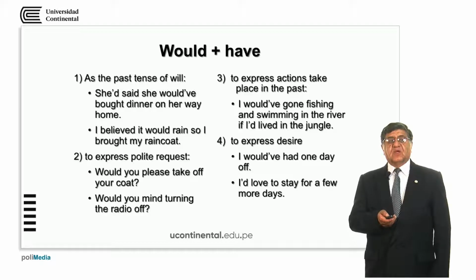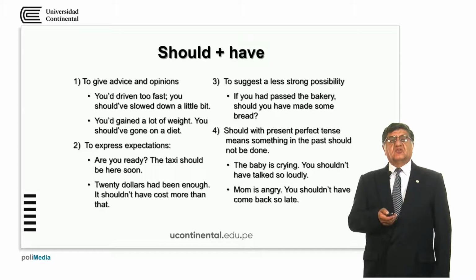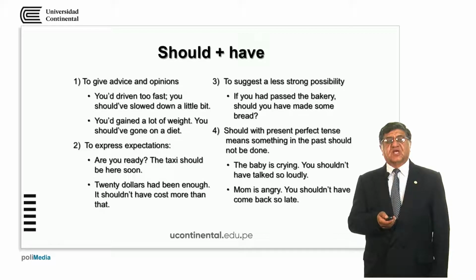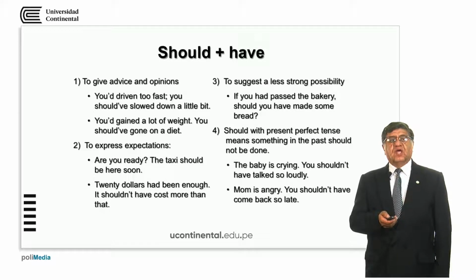Using also would without the have, we have I'd love to stay for a few more days. So in the past, or at this time, somebody wants to stay longer, and he expresses it in a polite way, saying, I'd love to stay for a few more days. Okay? Should and have, should have. Sometimes it's advice or also expectations, and sometimes it is advising. Okay? You were driving too fast. You should have slowed down a little bit.